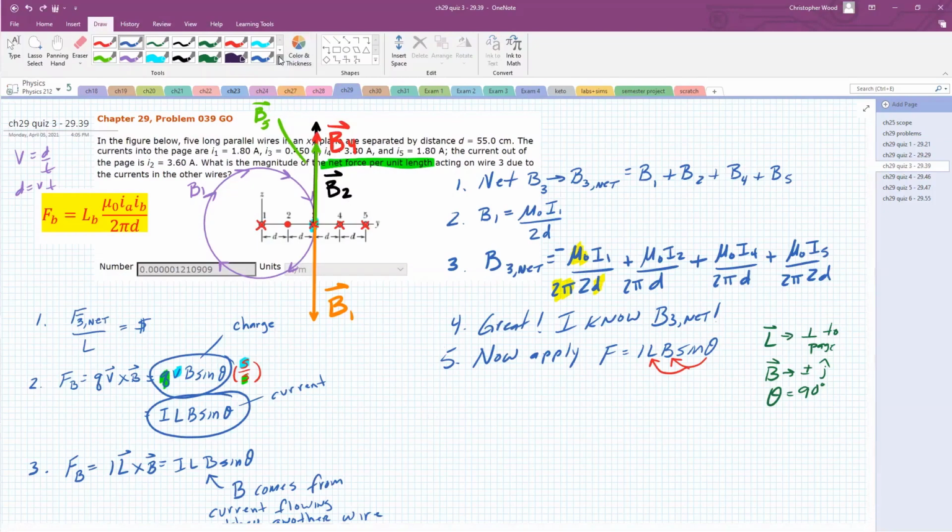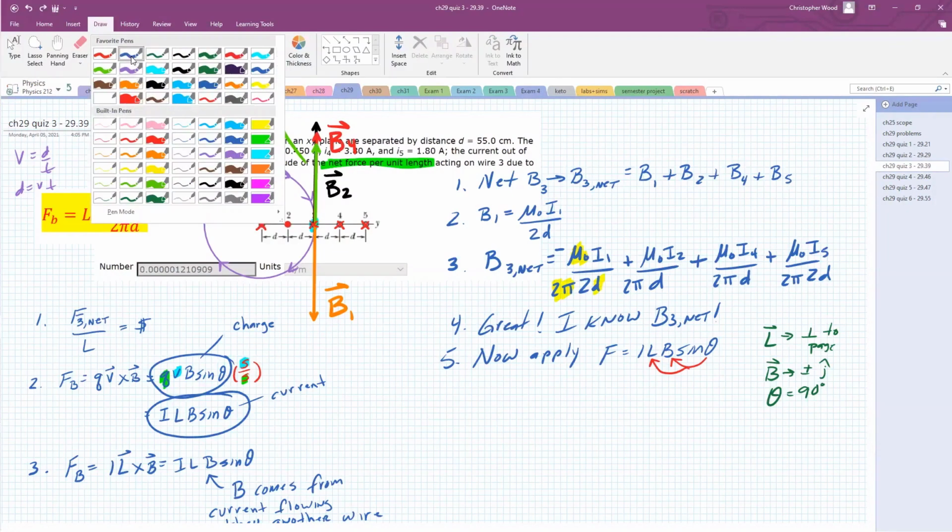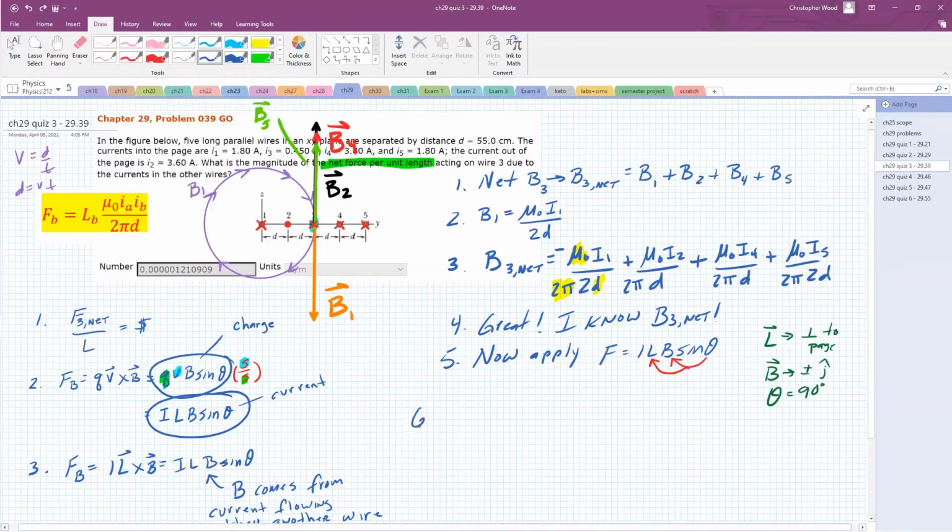The magnetic force acting on wire 3 because of those nearby wires is number 6. F3 net equals, once again, the current going through wire 3, I, the length of wire 3, L, times B3 net, times sine of 90 degrees.